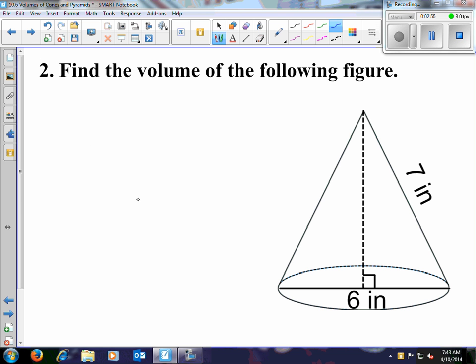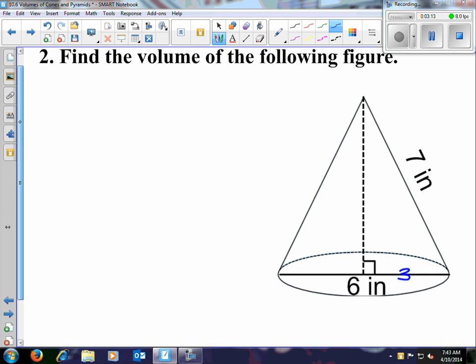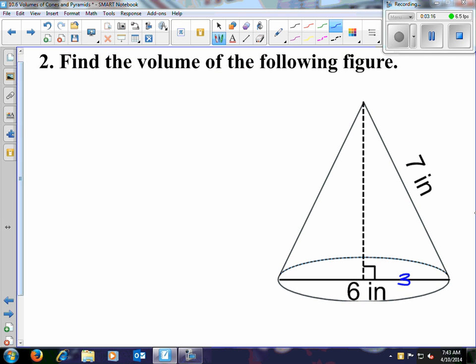Okay, next example. Again, same directions, find the volume of the figure. Now we have a cone. The only thing that we need to notice is we don't have a height right now. We have a slant height, but we don't have an actual height. So if I divide 6 in half, then I know that this side here is 3, and then I can use the Pythagorean theorem to figure out what my height is, which is also what you did in bell work. So I'm going to have 3 squared plus b squared, because this is going to be my b, equals 7 squared. So I have 9 plus b squared is equal to 49.